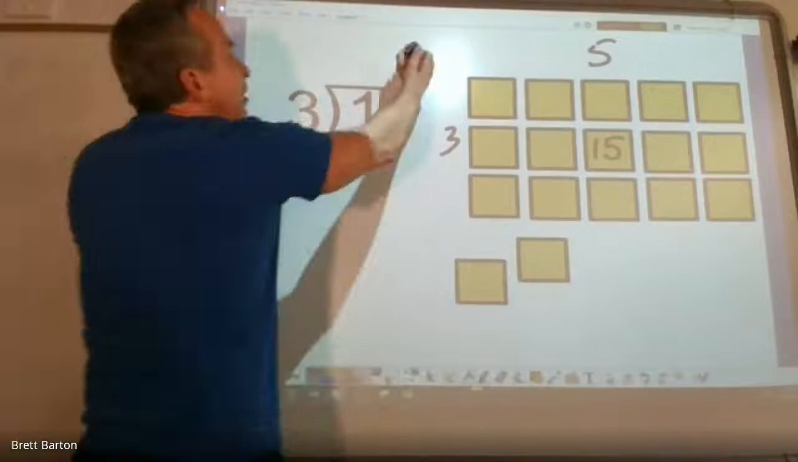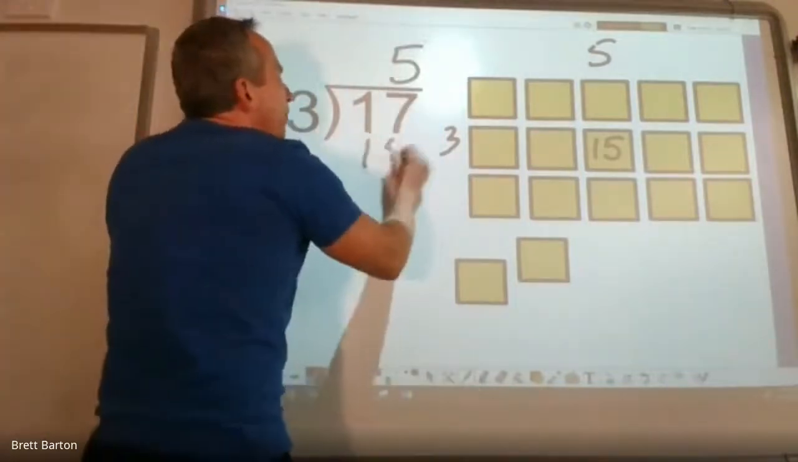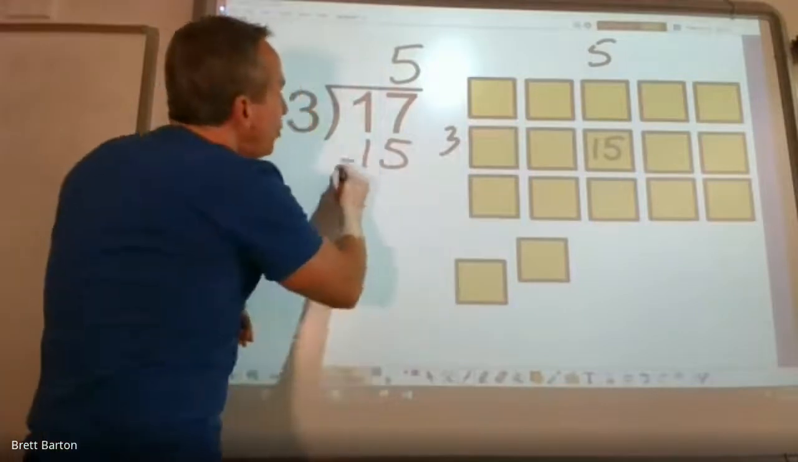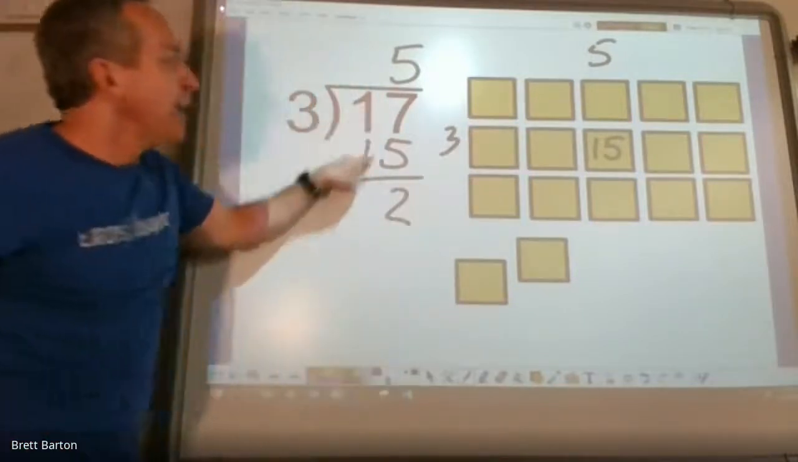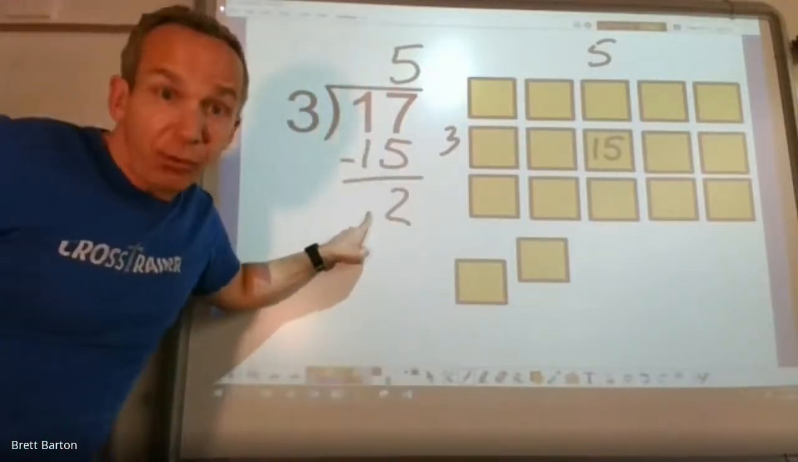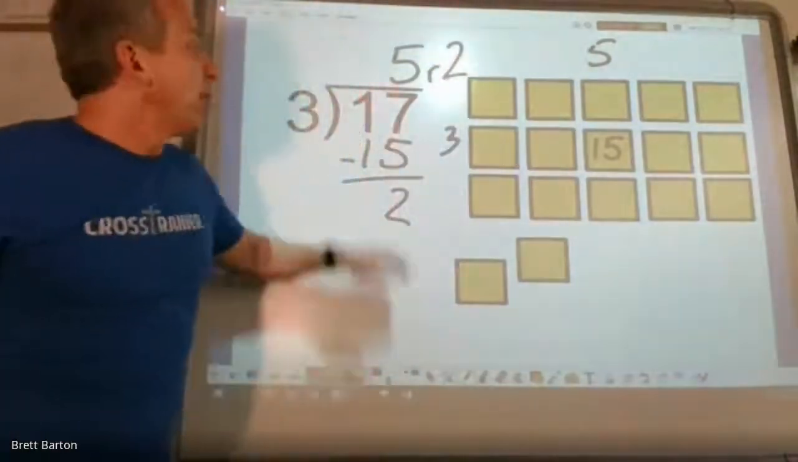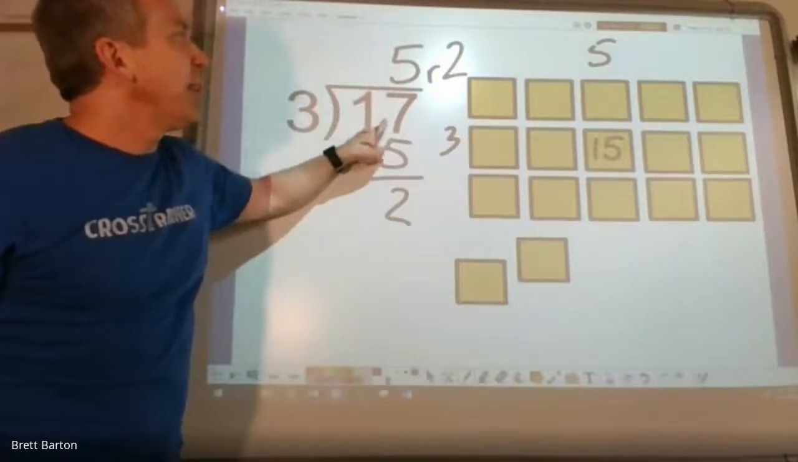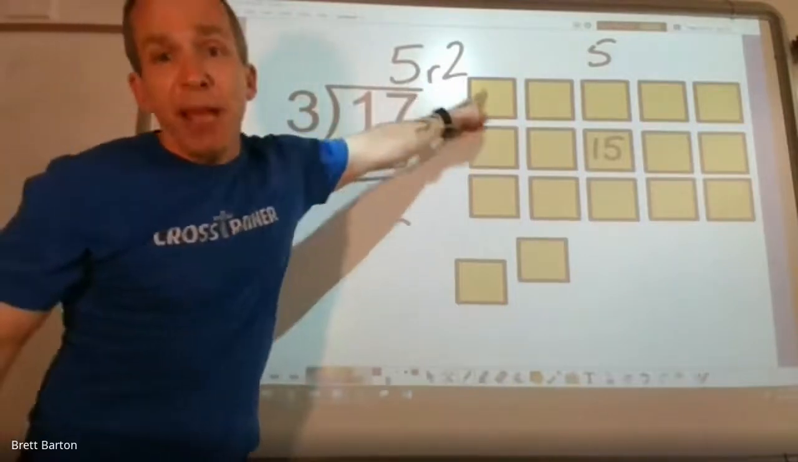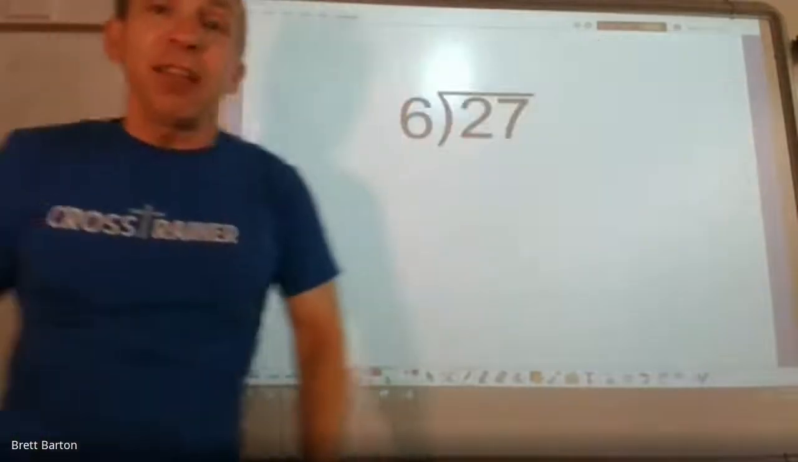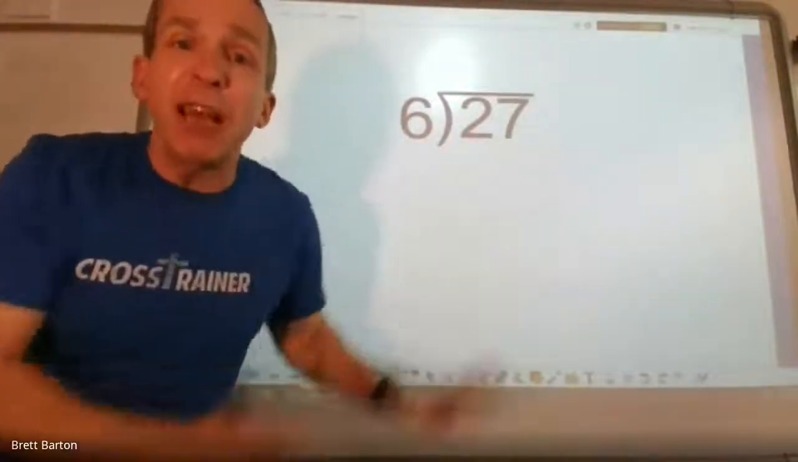I say 3 times 5 gives me the 15 that all fit nicely into this package, but there's 2 left over. If I subtract, you will see my 2. That 2 is called a remainder. I put it up here. So 3 times 5 gives me 17, and there's a remainder or leftover of 2. Now, let's go on to a problem where we don't have any of the blocks.